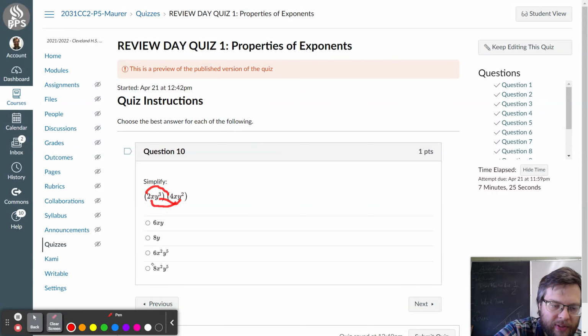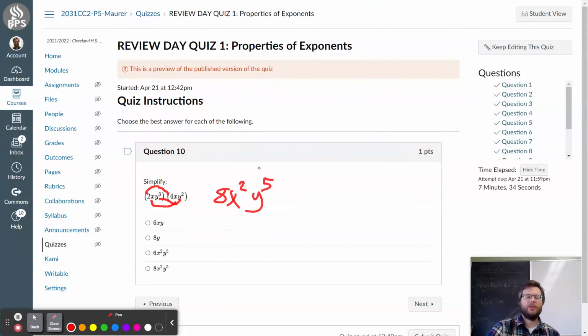So 2 times 4 makes 8, x times x makes x squared, y to the third times y to the second makes y to the fifth. If you imagine just writing them all out, you had y, and y, 5 y's altogether. So that is the last answer choice here.